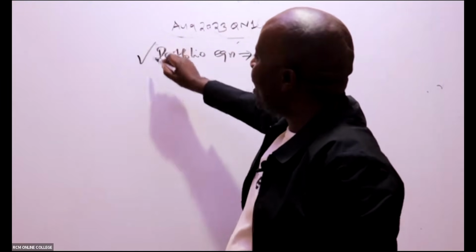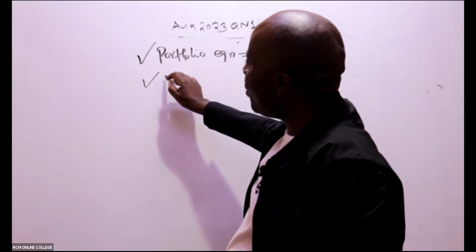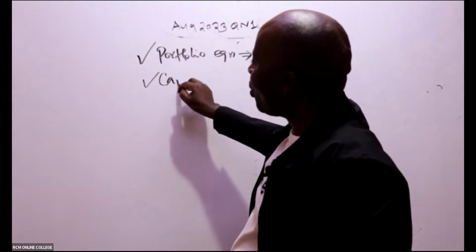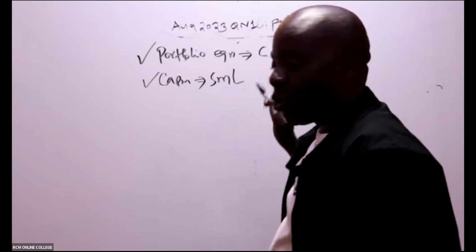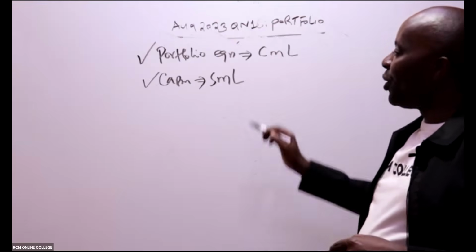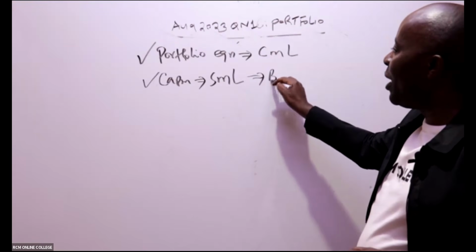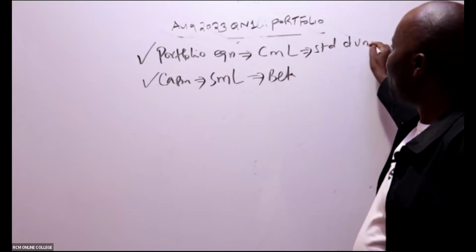If in this case he gives you whatever standard deviations, and then he asks you to make use of CAPM, the CAPM equation, at times they'll tell you to use SML, security market line. So always know that here we are using beta, and here we are using standard deviations.